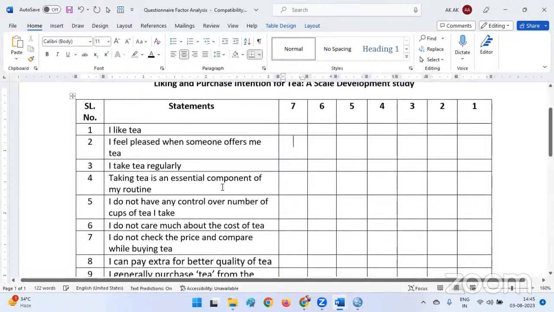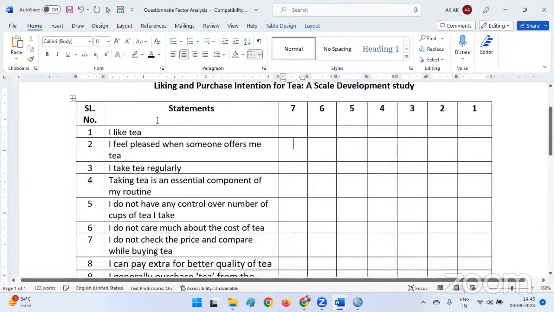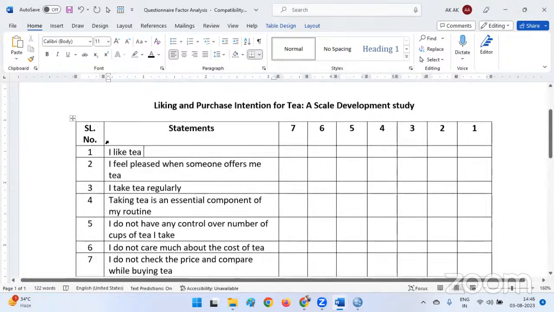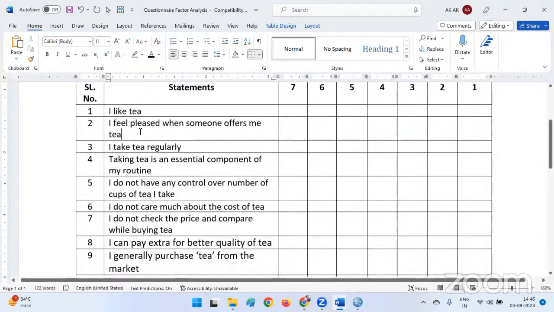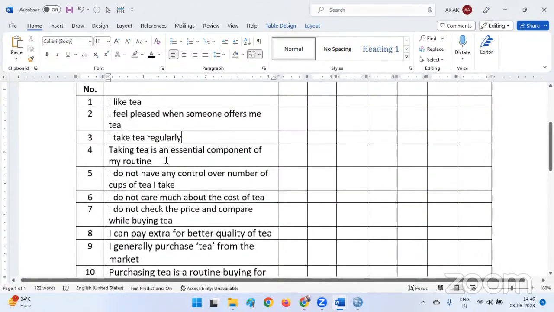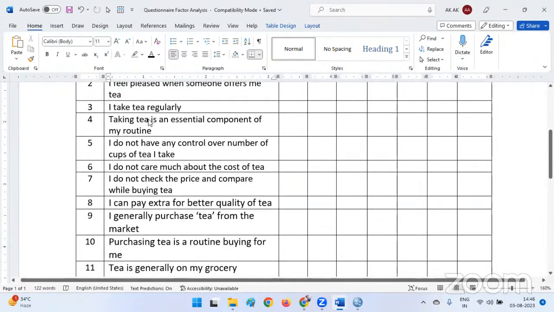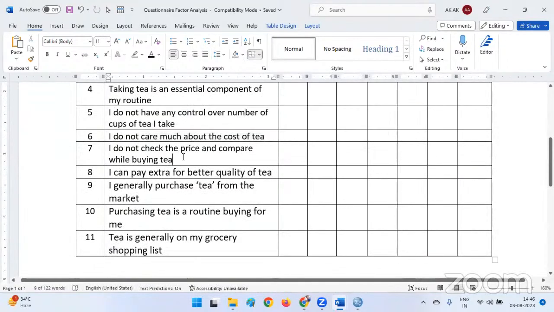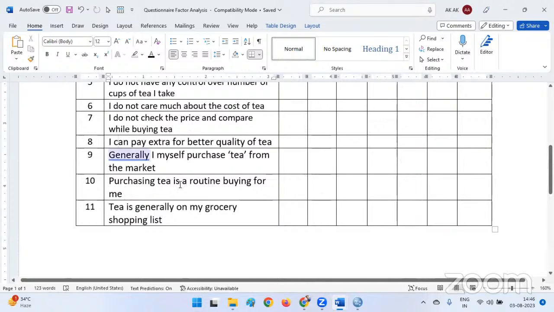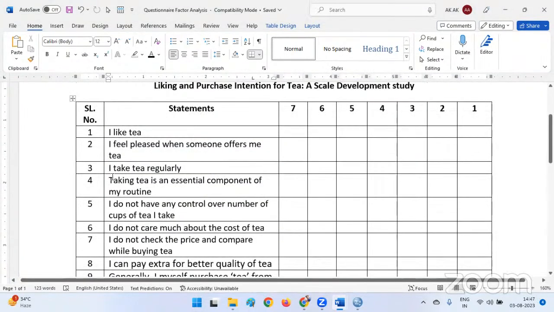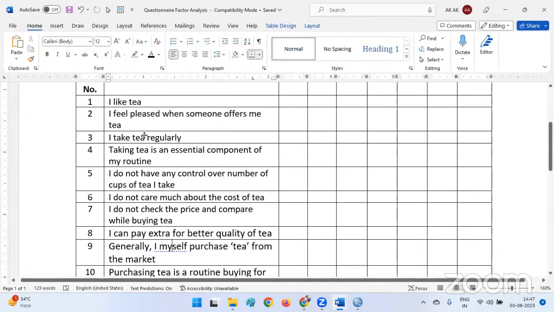So I see that I like tea, and I feel pleased when someone offers me tea. So this is also liking. I take tea regularly, this is consumption. This is liking, this is consumption. So consumption is also an outcome of liking. Taking tea is an essential component, and that is because I like tea. I do not have any control over the number of teas. It means I like tea very much, so I don't have any control. This is a very strong aspect of liking. These are normal aspects of liking, but this is very strong.